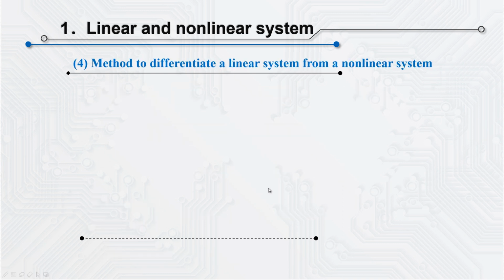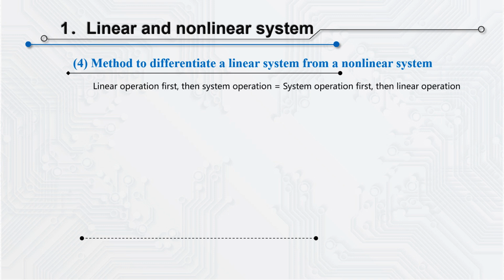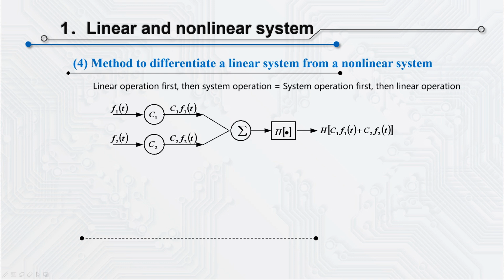Well, how to differentiate a nonlinear system from a linear system? There is a principle: linear operation first, then system operation, is equal to system operation first and then linear operation. In other words, we first do linear operation on the input signals F1t and F2t of a system H. Here, the linear operation includes proportional operation and addition. After linear operation, we put the synthesized signal to the system H to get its output, as shown in Figure 1.